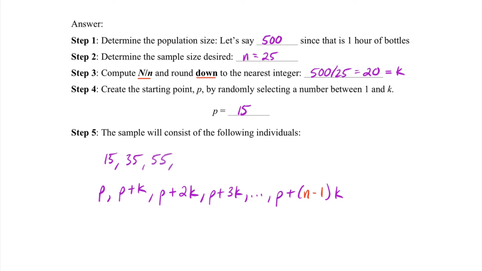After bottle 35 would be bottle 55. After 55 would be 75. And we just keep adding 20 to find the next bottle in line. The part we do want to draw attention to would be this last bottle.